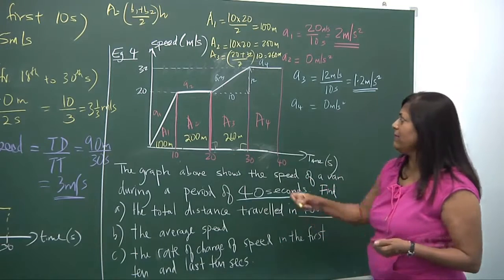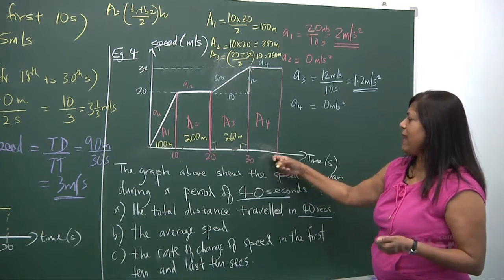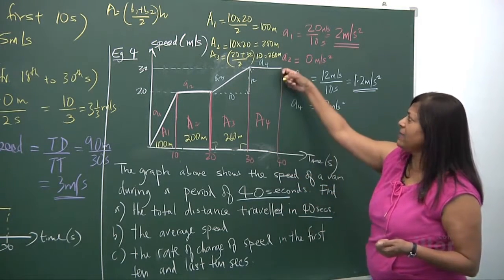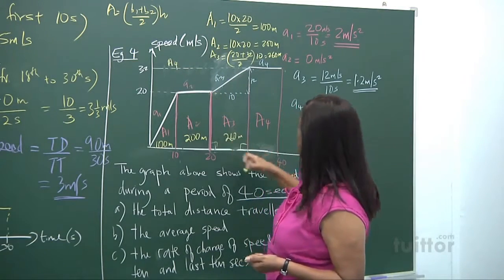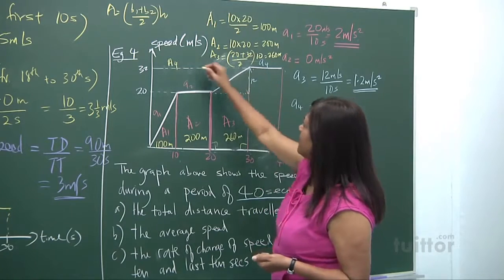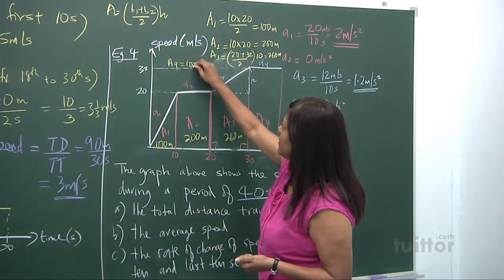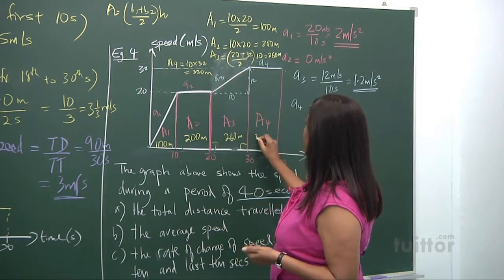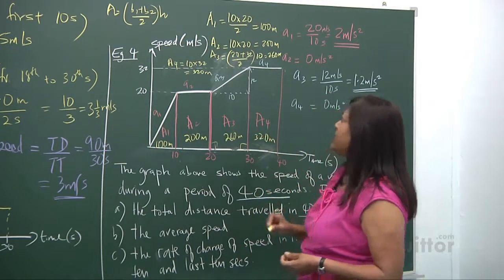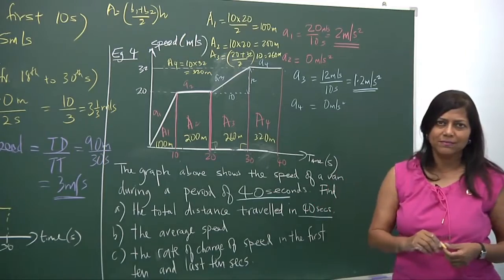How about the last segment? A4. 10 here times the height here. So A4 will be equal to 10 times 32. You get 320 meters traveled. So 320 meters traveled.